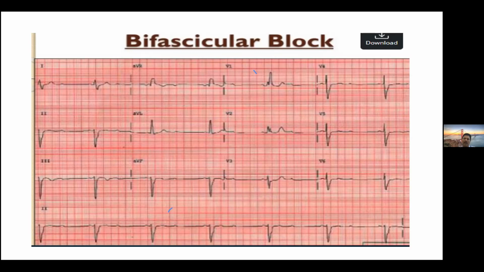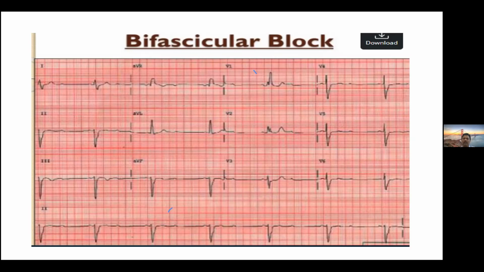Right bundle branch block, here you have the ECG: rSR' pattern, small r, deep S, and a tall R' in V1, and a terminal negativity in V6. QRS complex is wide, more than 120 milliseconds, you call it right bundle branch block.